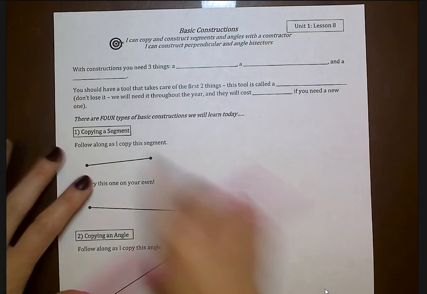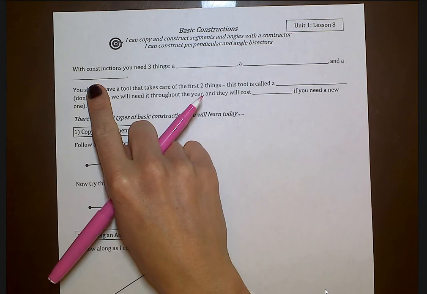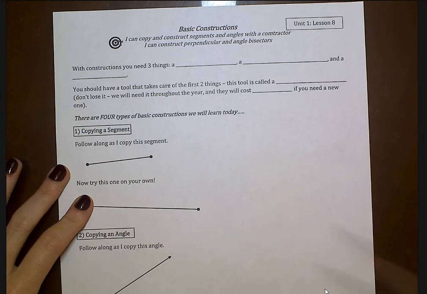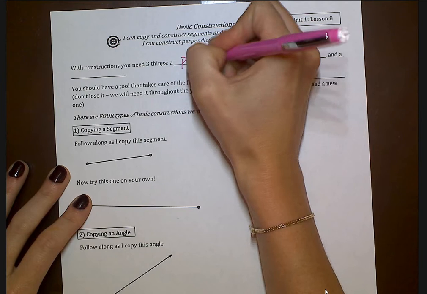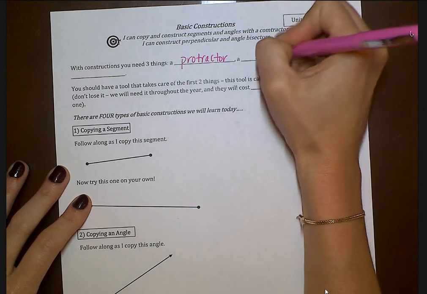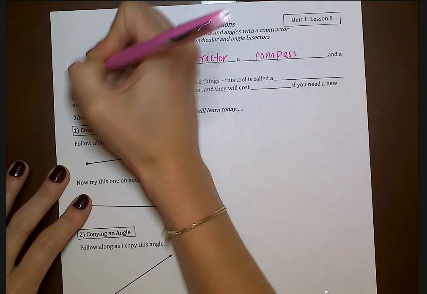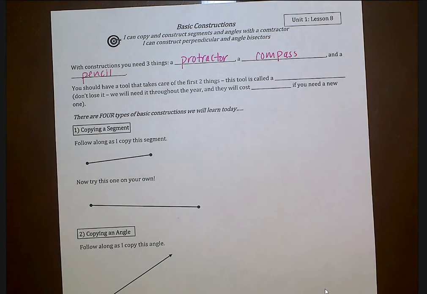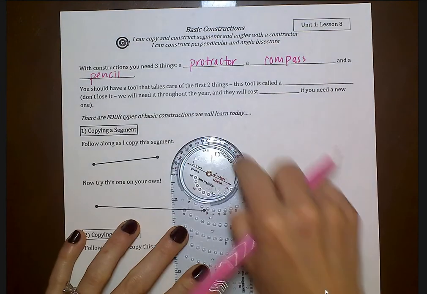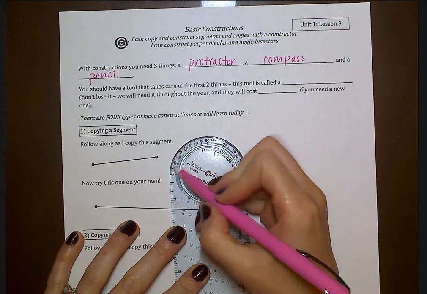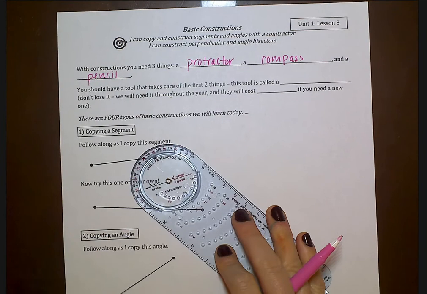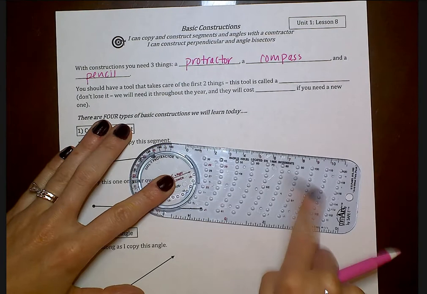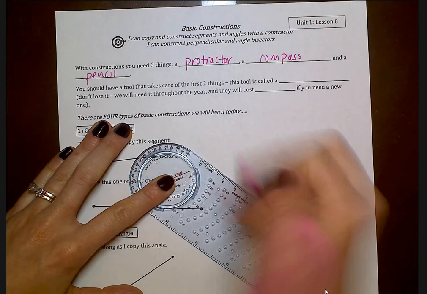So these are called constructions, and with constructions you need 3 things to create these different pictures with your contractor. You need a protractor, a compass, and a pencil. Now a protractor is what's around the edge here of your contractor. It measures how many degrees an angle is. A compass creates circles and arcs, and that's what these little radius holes are for.